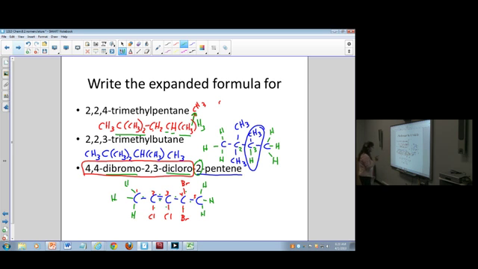All right, so notice what we did. We start with the root, then we do the suffix, and finally we put on what belongs in the prefixes, and then after that you put in the hydrogens you need to make all carbons have an octet.